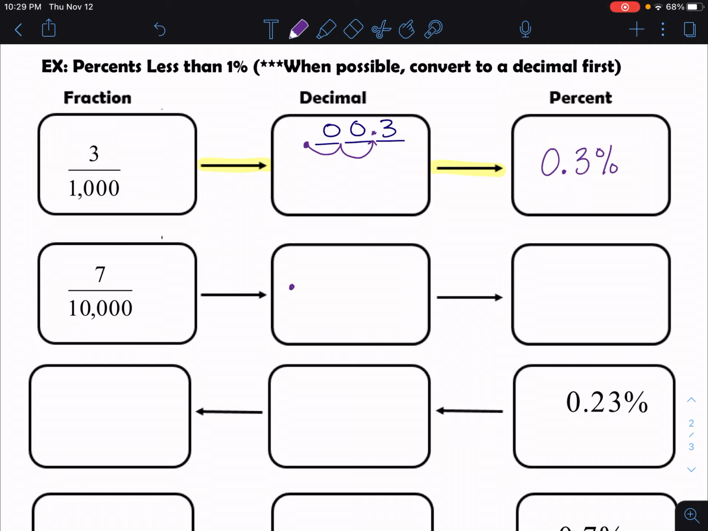My denominator of 10,000 in the next one gives me 4 decimal places, and 7 is going to be my last one, so all those gaps are going to be zeros. I want to change this decimal now into a percent. So I'm going to move my decimal 2 places to the right. So this is 0.07%. So a really teeny tiny percent. This is starting with a fraction, going to a decimal, and then converting it to a percent by moving the decimal.